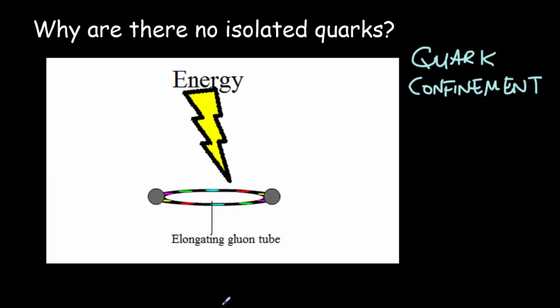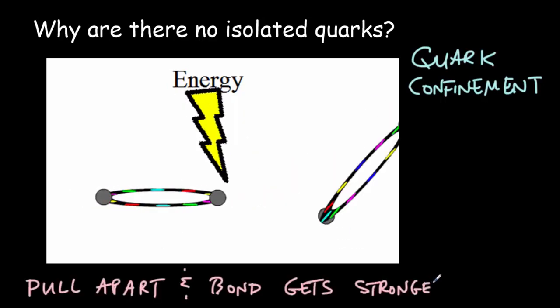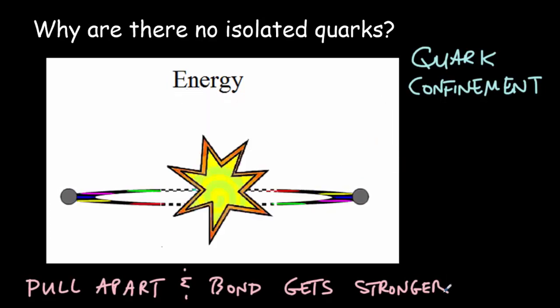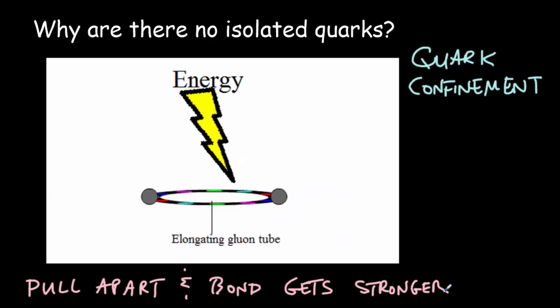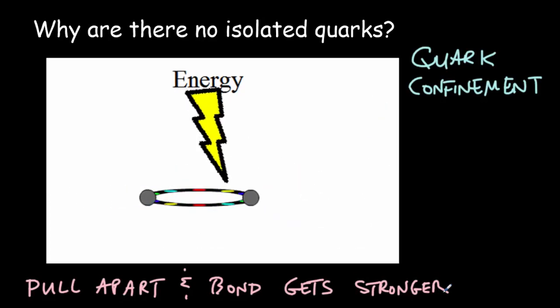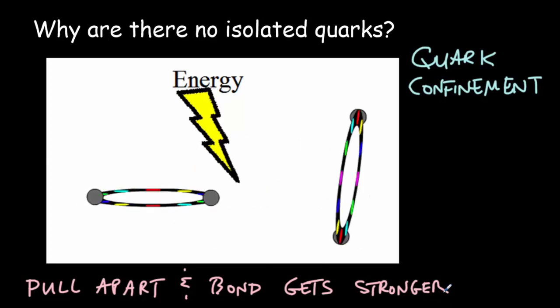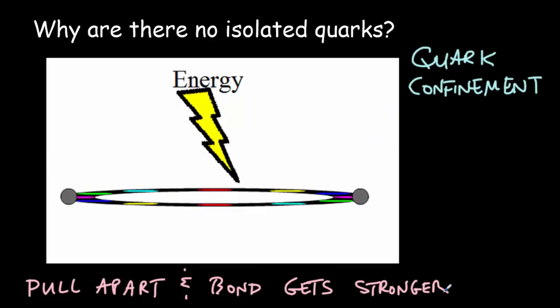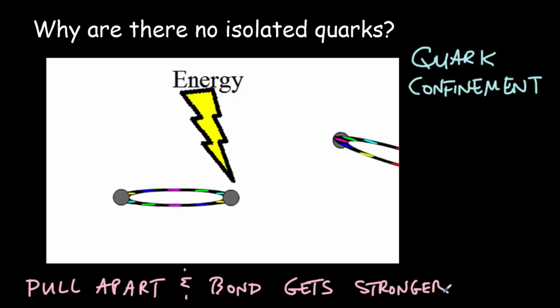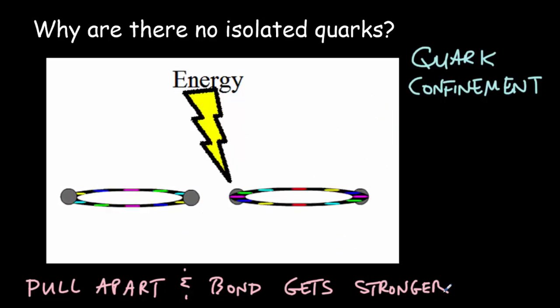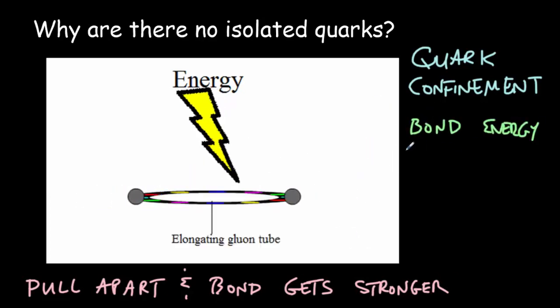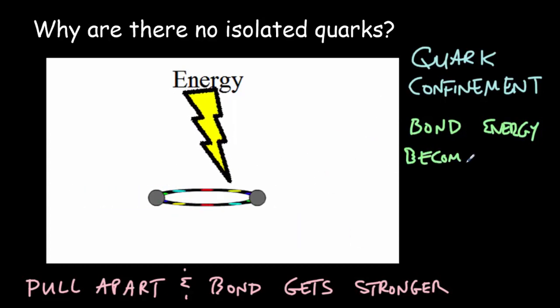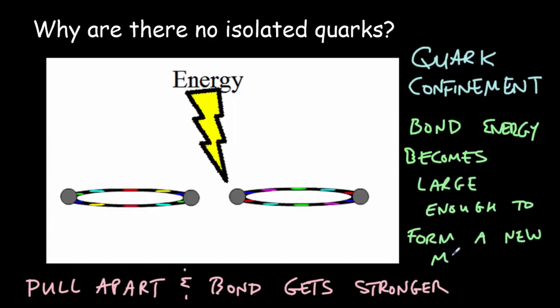It's not like the electric force. The electric force gets weaker. So you pull apart and the bond gets stronger. So effectively that bond is storing more and more energy. And eventually there's enough energy stored in that bond to form a new meson pair. And that's what happens. You stretch apart the quarks, you put in all that energy, and you end up with a pair of mesons rather than a pair of quarks. So we can say that the bond energy becomes large enough to form a new meson.